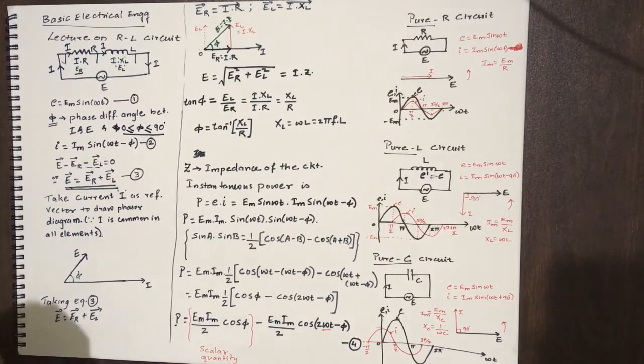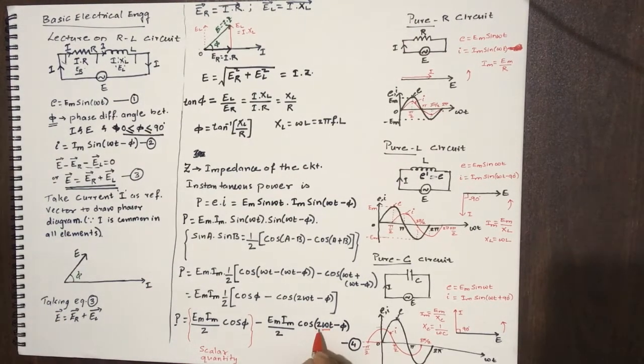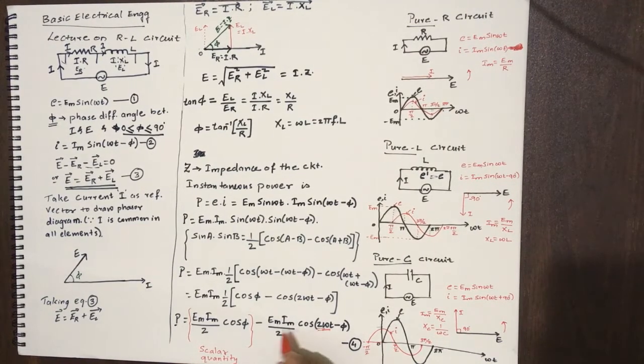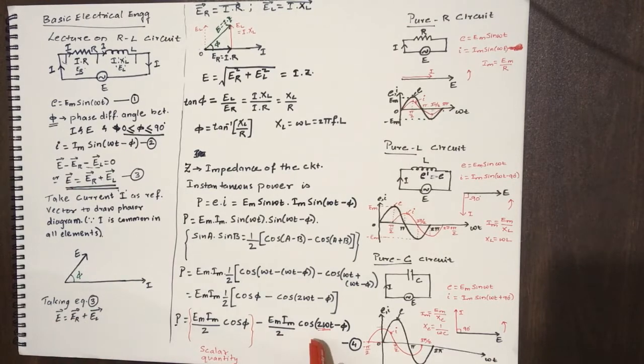is the angular frequency. It means that the second term, Em Im by 2 cos of 2 omega t minus phi, is a rotating vector, which has an angular velocity twice the angular velocity of the supply voltage. We can observe here it is 2 omega. Therefore, the angular velocity of the second term is twice the angular velocity of the supply voltage. Therefore, the second term in the power equation 4 represents a vector term.